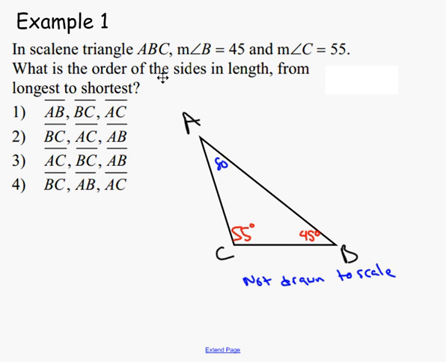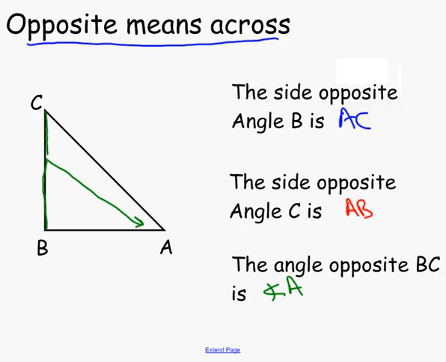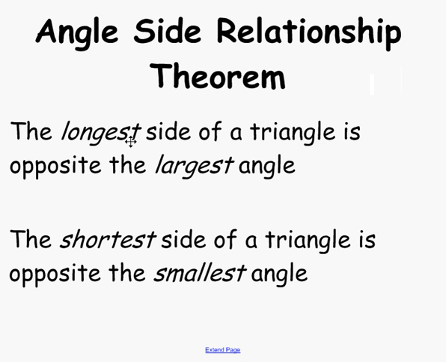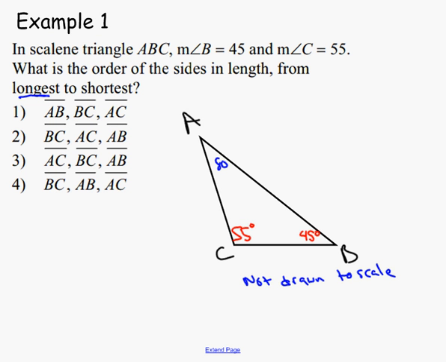Okay, so the question is, what is the order of the sides and length from longest to shortest? So if we go back to the angle side relationship theorem, we know the longest side of a triangle is opposite the largest angle. So what's the largest angle? The largest angle is 80 degrees. So that means the longest side is BC. So BC is the longest side.